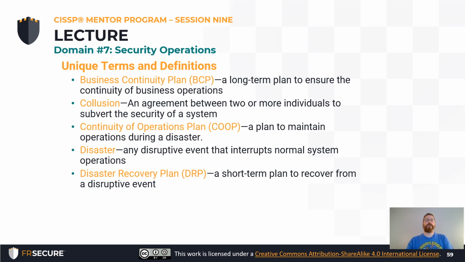Collusion is where two or more people are subverting the security of a system. So it may be financial. Two people have to sign off on transactions. Well, if I want to steal money or embezzle money, I now need to get somebody else to work with me on that. Continuity of operations.